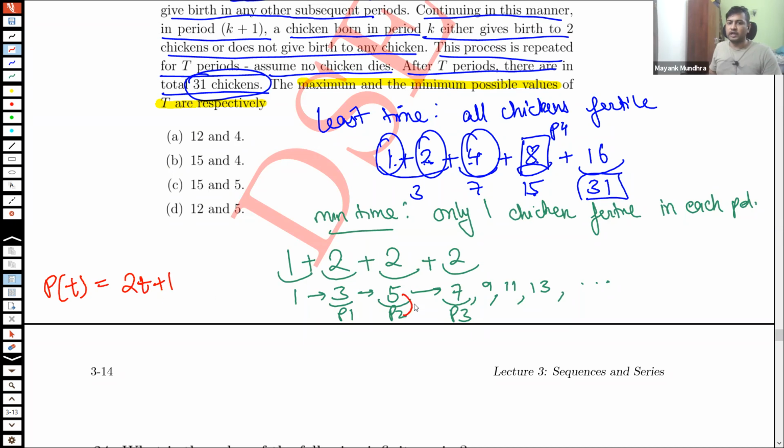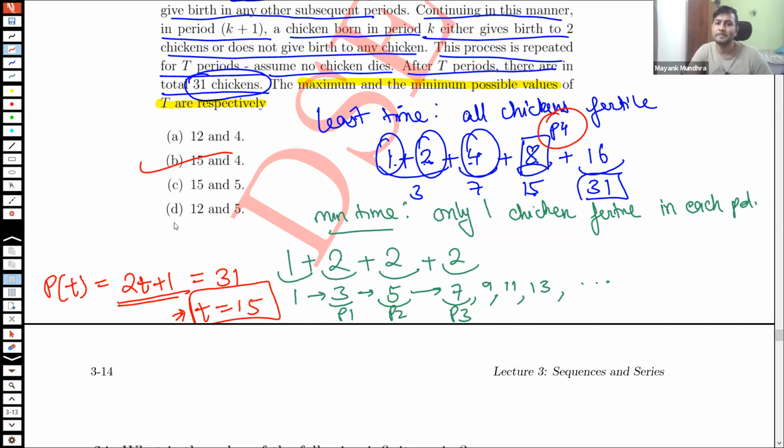You see, 2 times 2 plus 1 is 5, 3 times 2 plus 1 is 7, and so on. So the sequence is 2T plus 1. Now 2T plus 1 should be equal to 31, which implies T must be equal to 15. So the maximum time is 15, the minimum time is 4. So 15 and 4 is the answer.